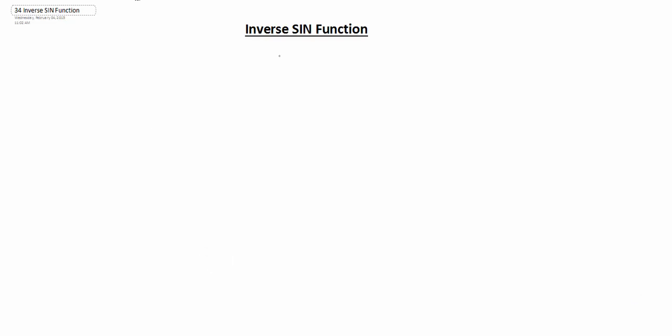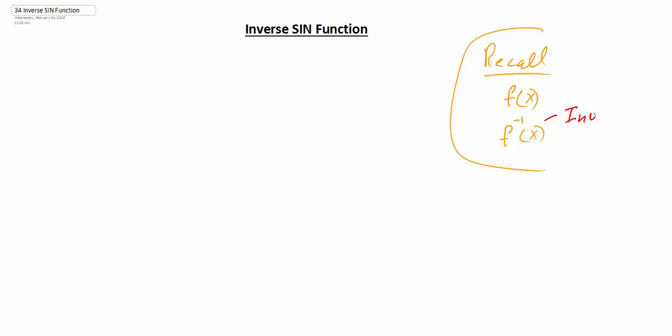This video is going to look at the inverse sine function, and just for notation purposes, if we recall when we talked about inverse functions before, we would have our function f of x, and then the notation we put a little -1. This is not the exponent, but this would stand for the inverse function of f. So here we're looking at the inverse function for our sine function.